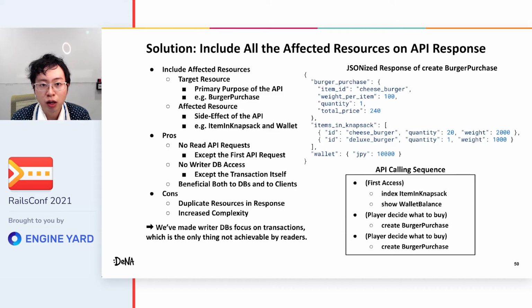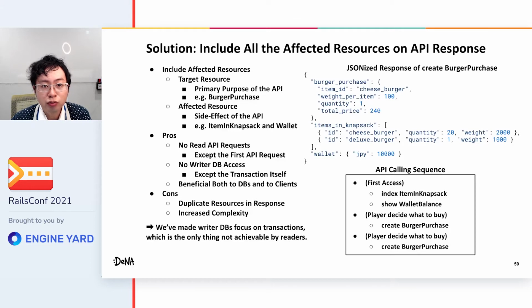In the JSON sample on your right-hand side, you can see all the resources are included in the response. And you can see the API call sequence below the JSON. Here, the client calls index item in knapsack and show wallet on the first access. This sequence is the same as the original API call sequence. However, after deciding what to buy, the client calls only create burger purchase. This is because all the required resources are included in the response of create burger purchase.